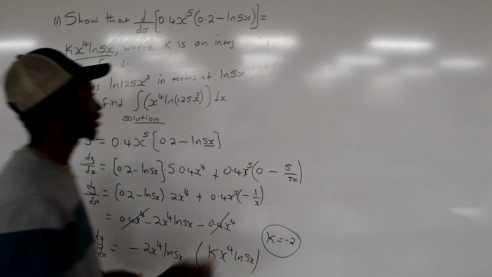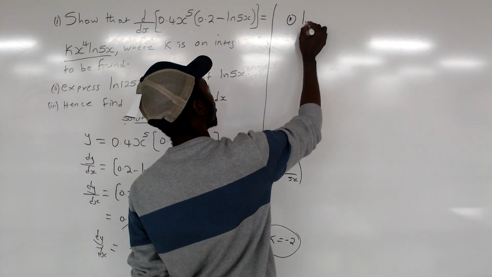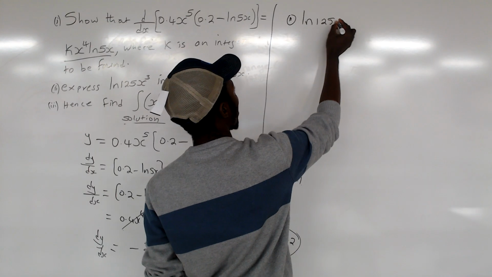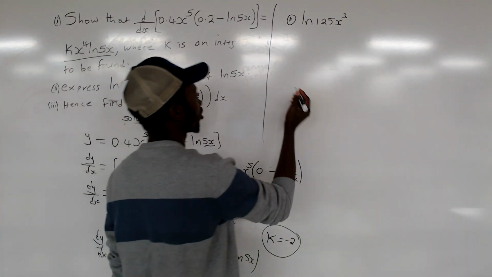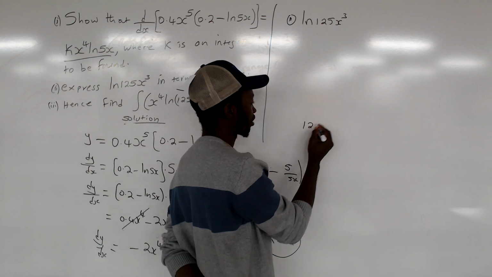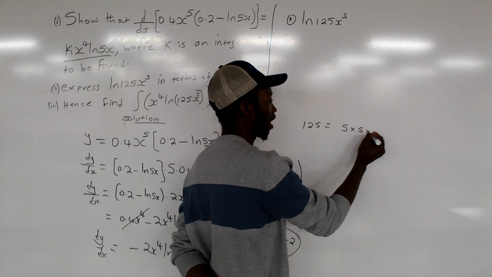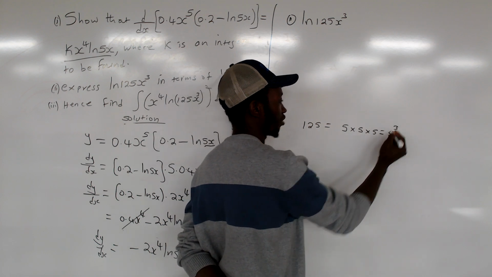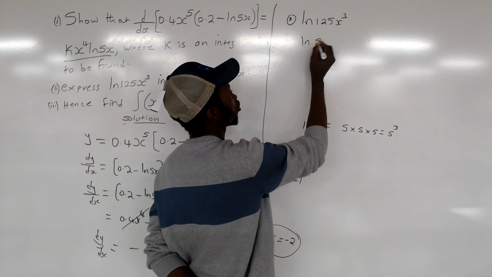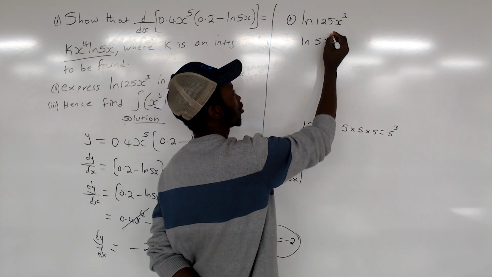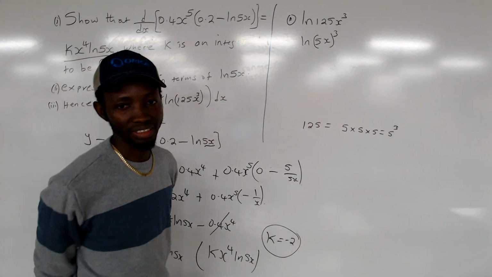So if we do that, we say Roman 2. We are given ln 125x raised to the power 3. You see that? We are quite aware that 125 is the same as 5 by 5 by 5, which is the same as 5 raised to the power 3. So 125 can be written as 5 raised to the power 3, and we write this x raised to the power 3. So 125 can be simplified this way.